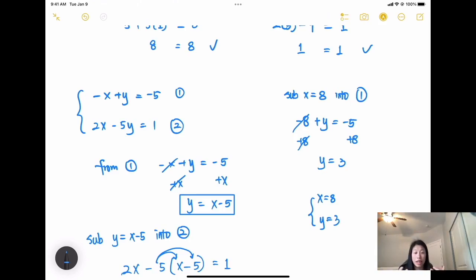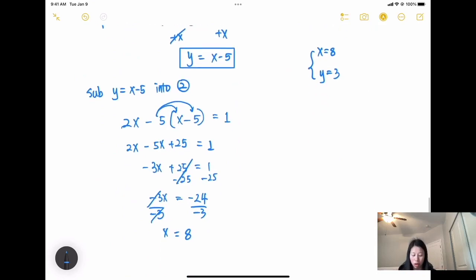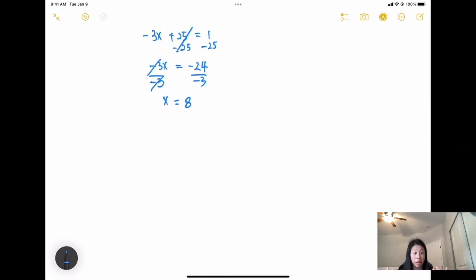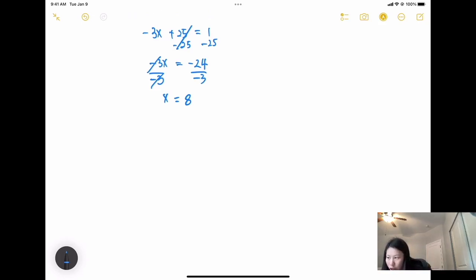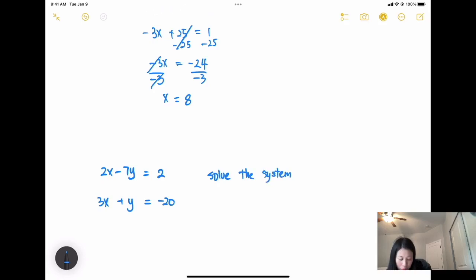So another method is elimination, which I showed you earlier for the second example that we have. Now let me give you another example. What if you have something like 2x minus 7y equals 2, 3x plus 7y equals negative 20. I want you to solve the system by elimination.